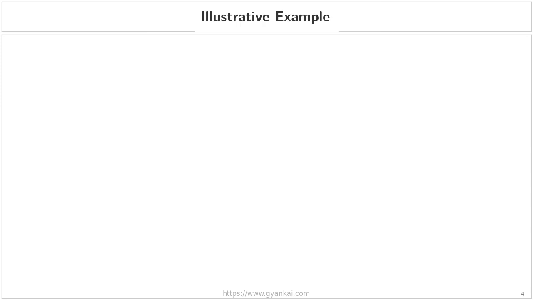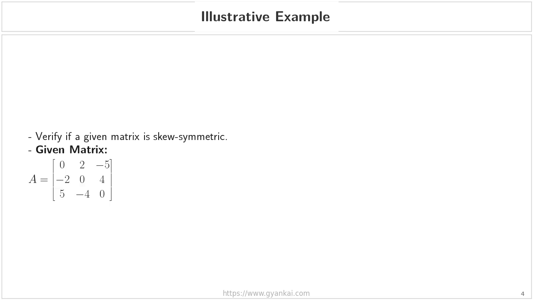Illustrative example. Our objective here is to verify whether a given matrix is skew symmetric. Let us examine matrix A. This is a 3x3 square matrix. Looking at the elements, the first row consists of 0, 2, and negative 5. The second row contains negative 2, 0, and 4, and the third row contains 5, negative 4, and 0. Before we even begin the calculations, notice that the main diagonal elements are all 0, which aligns with the property we discussed in the previous slide.